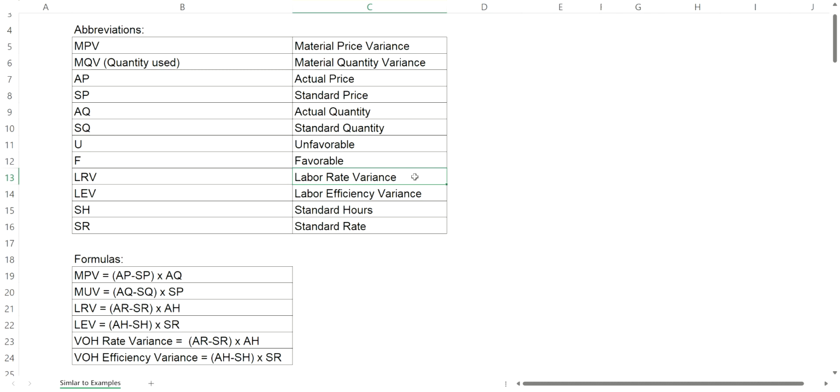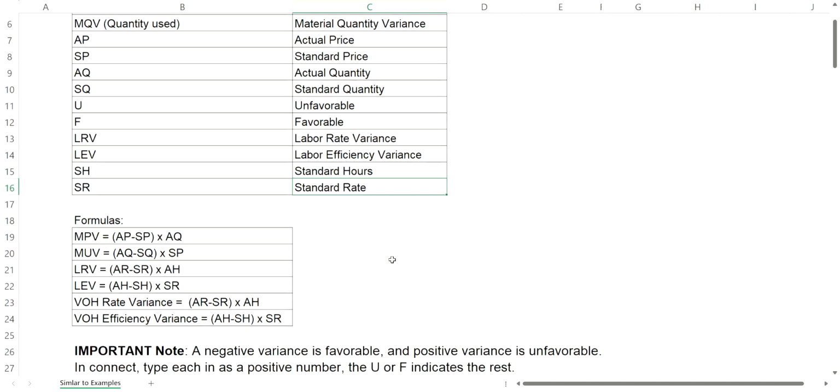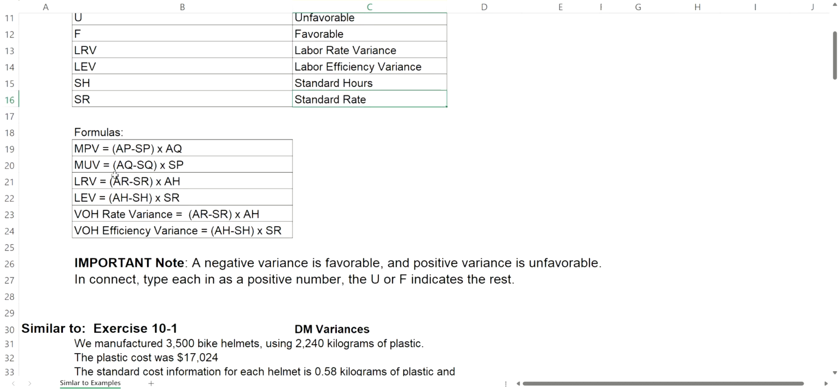Then when we get to labor, LRV is our labor rate variance. LEV is our labor efficiency variance. How efficient are we with our labor hours? SH is our standard hours, the budgeted number of hours we anticipated. And SR is standard rate, the budgeted rate that we pay per hour.